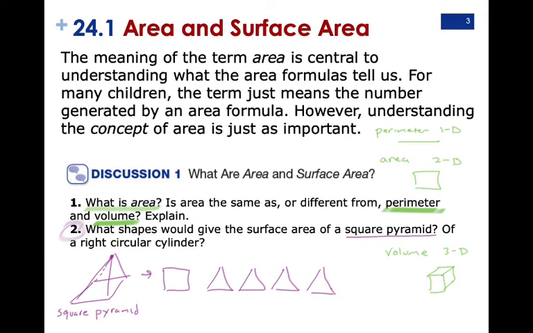Another good guiding question here, what about a right circular cylinder? So kind of like a Coke can. So this one would be made up of 2 circles, and then if we unfold the side of the can, it would actually make a rectangle that would wrap around. So just helping them visualize what they notice, the things that they're familiar with, to guide all these together.